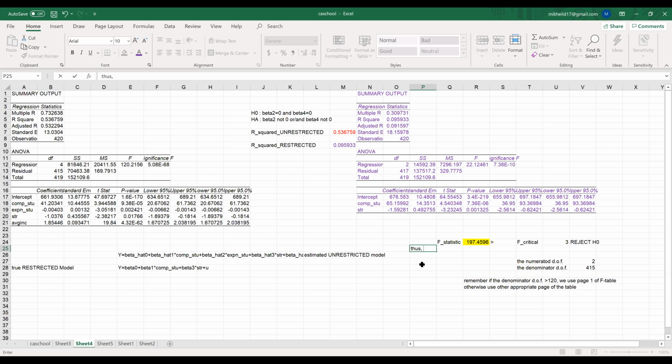Either beta 2 is not 0 or beta 4 is not 0. So that means that beta 2 and beta 4 are jointly significant. That's the answer to this.